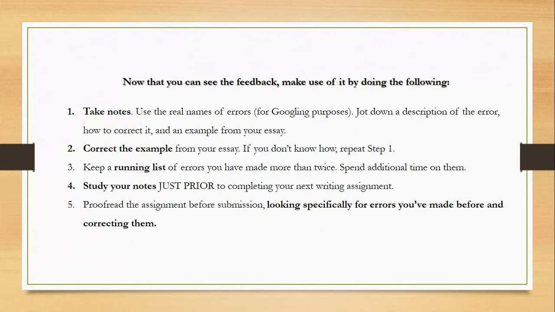Most professors aren't terribly upset the first time you make an error, but after they've gone to some trouble to help you learn to correct it, if you keep making it, that's going to get them kind of upset. And you should be upset with yourself. You shouldn't be repeating errors once you've learned how to correct them. And then proofread your assignment, your writing, before you submit it. Look specifically for the errors that you've taken notes on, the ones that you've made before, and make sure you correct those before submission.